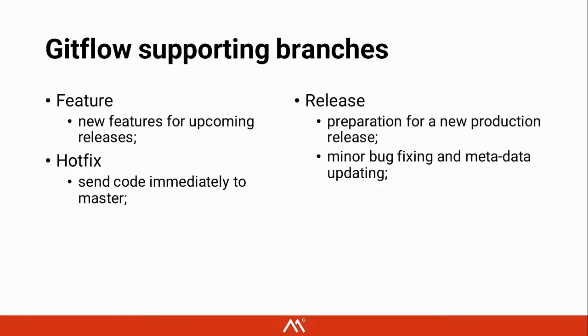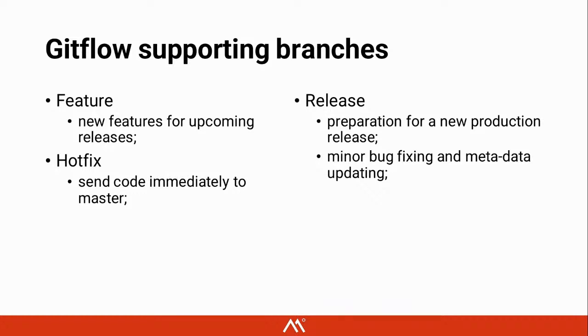Release ones are created for preparation for a new production release. So they get code from develop. The hotfix branches are created based on the master branch and should be merged back to both master and develop branch. Release branches are created based on the develop one and should also be merged back to both master and develop branches. Release branches can also be used for minor bug fixing and metadata updating, such as updating the package version or stuff like that.